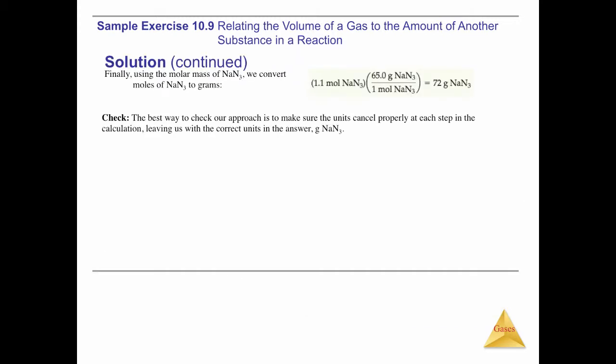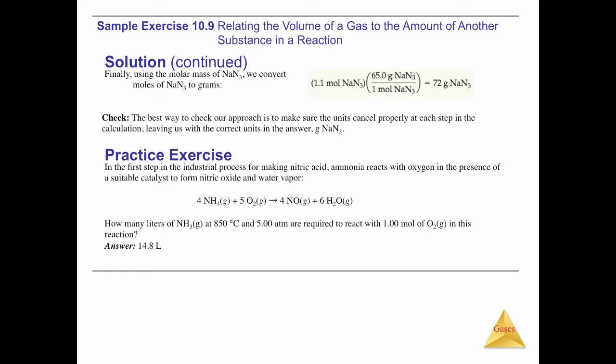Finally, we're going to use the molar mass of sodium azide and convert to grams. So converting moles to grams using the molecular weight of sodium azide, we get 72 grams of sodium azide. Please do the practice exercise.